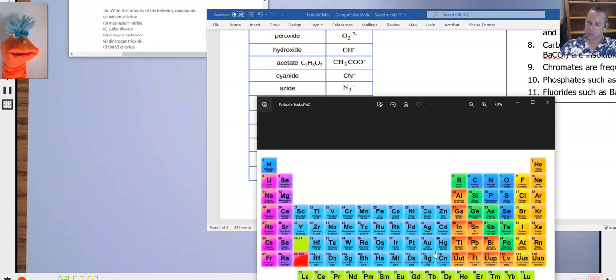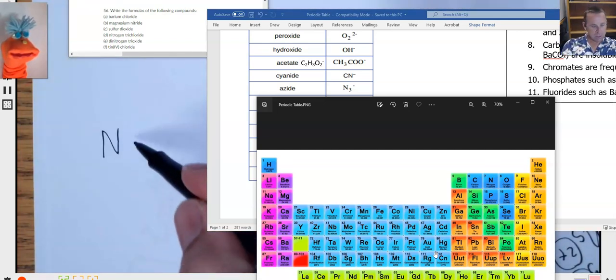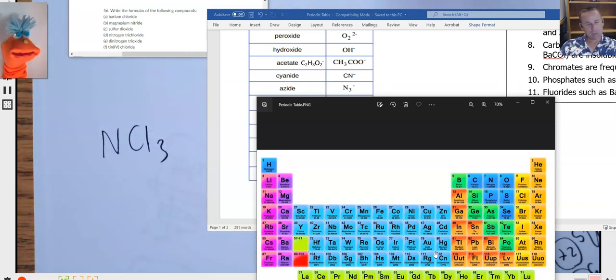What did we just do? We just did magnesium nitride. We went backwards. All right. Nitrogen trichloride. Did we already do that one? I feel like we did, but nitrogen trichloride? No, maybe we didn't. What kind of compound?